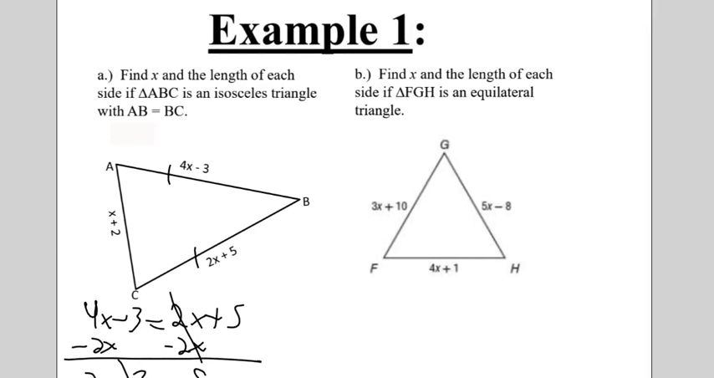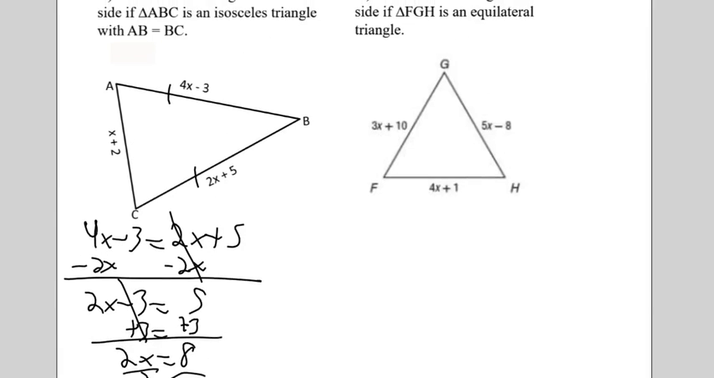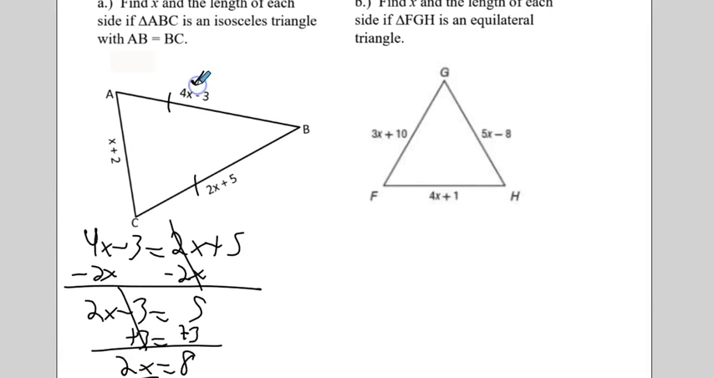Find x and the length of each side. So if I plug 4 back in right here, 4 times 4 is 16, minus 3 is 13. Theoretically, this should be 13 also, but I'm going to check it. 4 times 2 is 8, plus 5 is 13, so that works. And if I plug in 4 right here, I get 6. So 6, 13, 13.